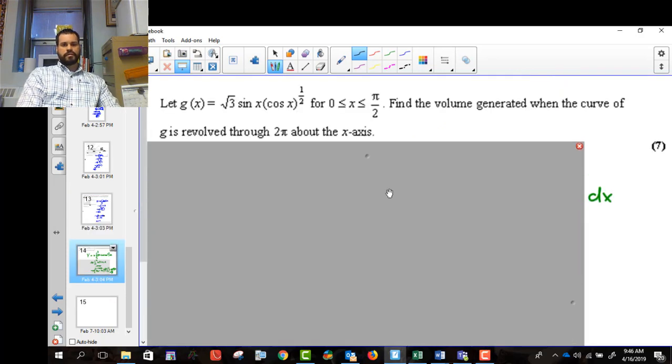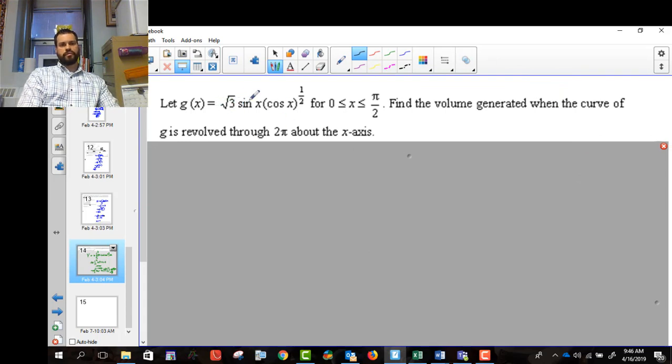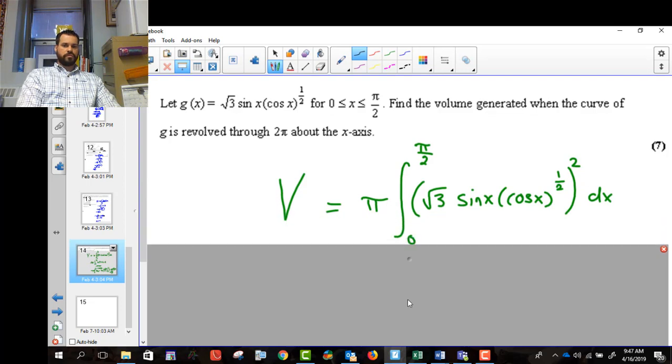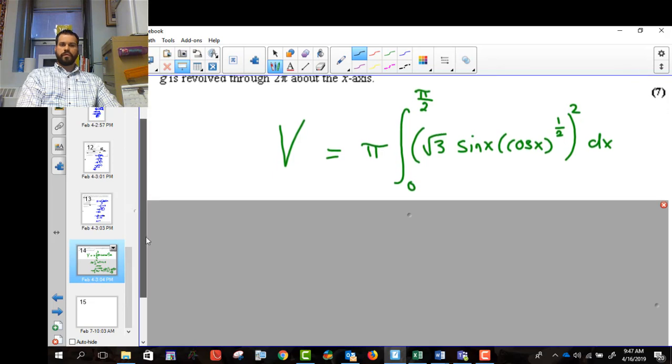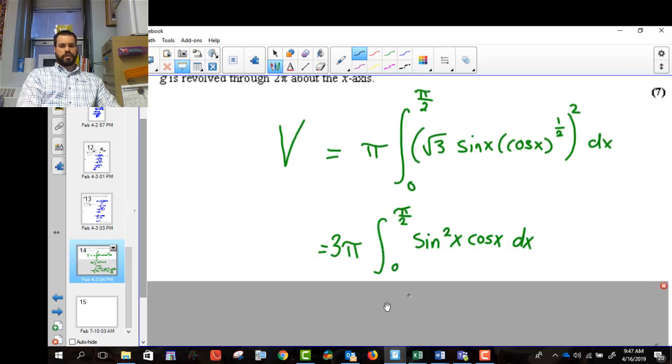The final one says, we're going to integrate this. G of x is this function, root 3 sine x cosine x to the 1/2, from 0 to pi over 2, and I want to find the volume generated when the curve of g is revolved through 2 pi about the x-axis. So this is our function, so we're going to square that, and we're going to multiply by pi, and we're going from 0 to pi over 2. So if I square this, root 3 squared is 3, sine becomes sine squared, and cosine x to the 1/2 just becomes cosine x. So I end up with a volume that looks like this.